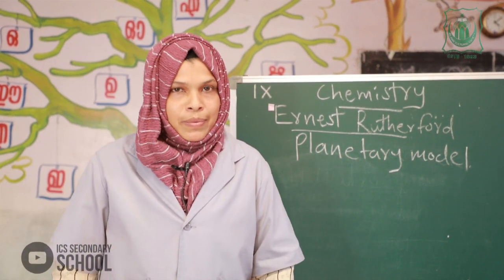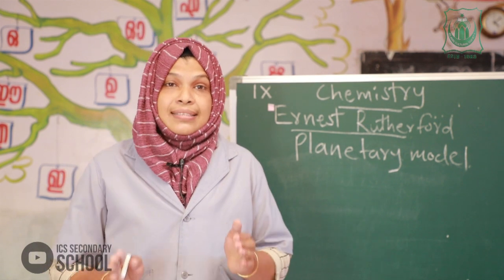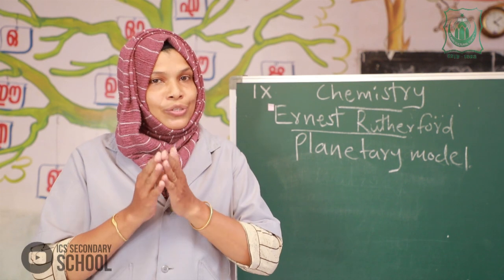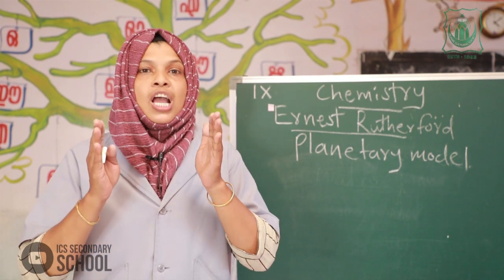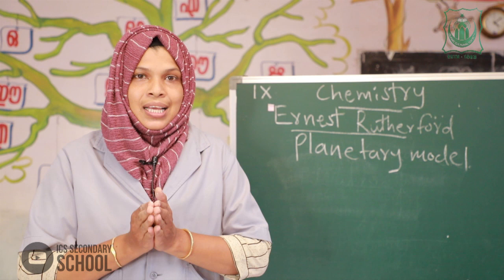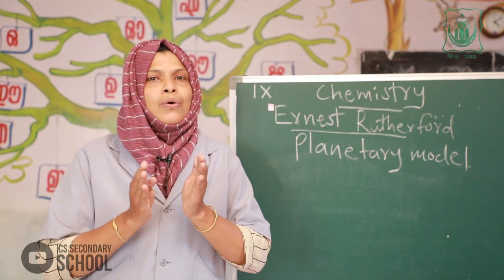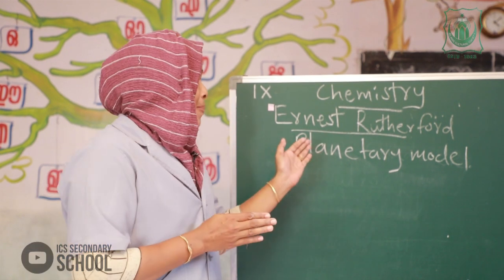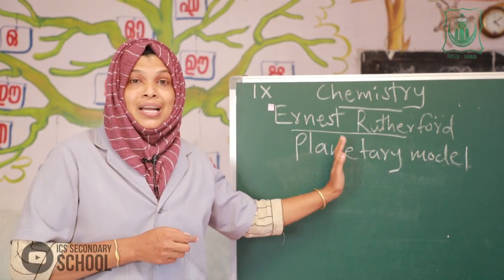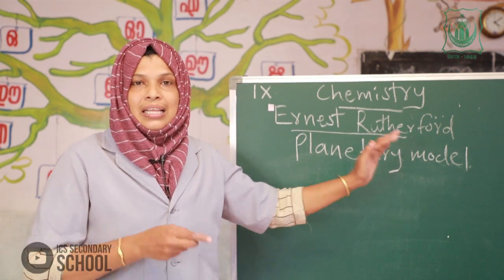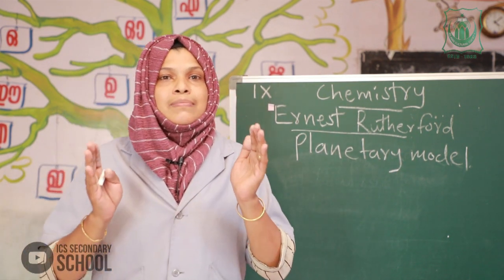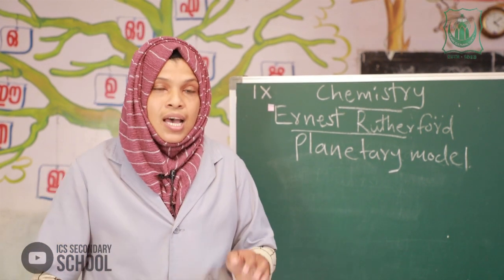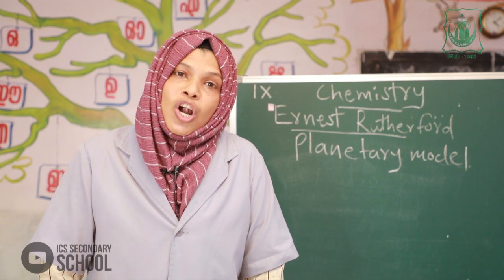Rutherford, through his experiment, proved that the atom has a center and the whole mass is concentrated in the nucleus. This model was more or less acceptable. This model is known as the planetary model, the Rutherford planetary model. In this model, the parts of an atom are arranged as in the solar system.